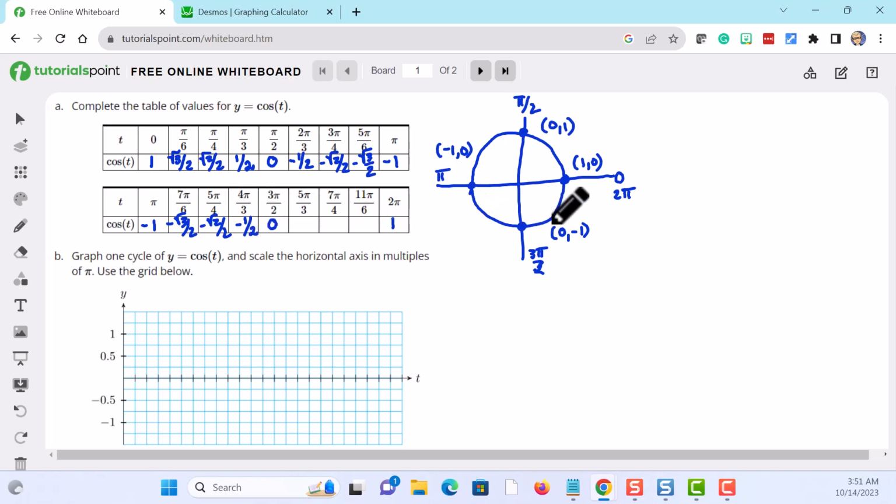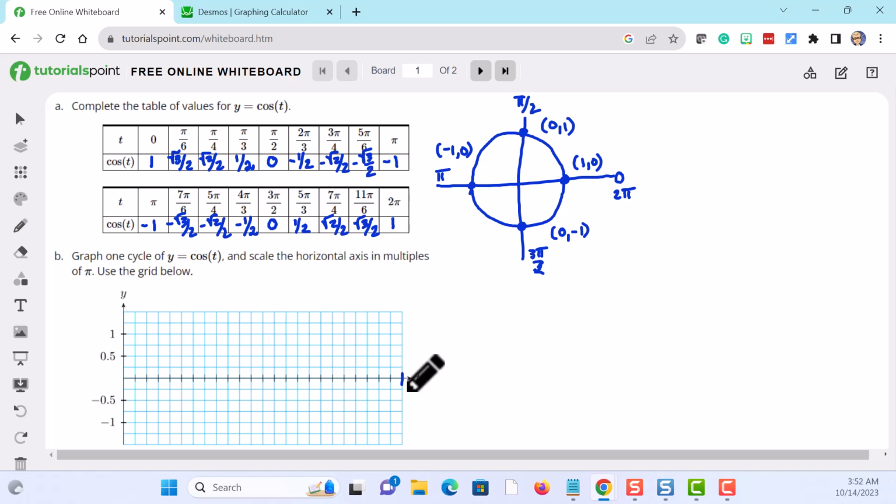And then in the fourth quadrant, cosine becomes positive, and so we have 1/2, the square root of 2 over 2, the square root of 3 over 2, and 1. Well, now that we have our table of values, we're ready to sketch the graph. We want to graph one full cycle. And in order to fill in the table, we had to go 2 pi radians.